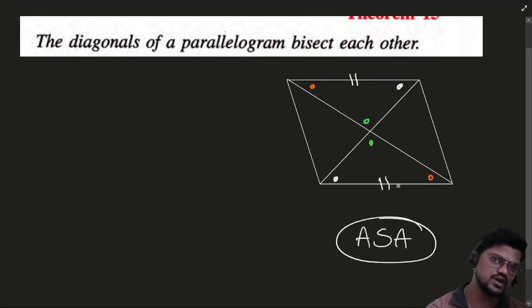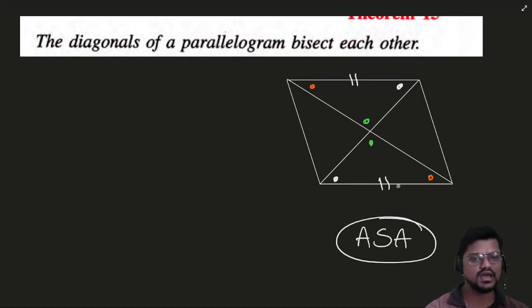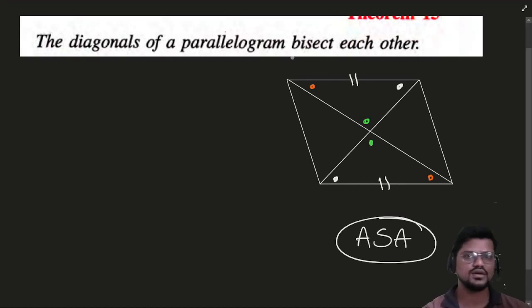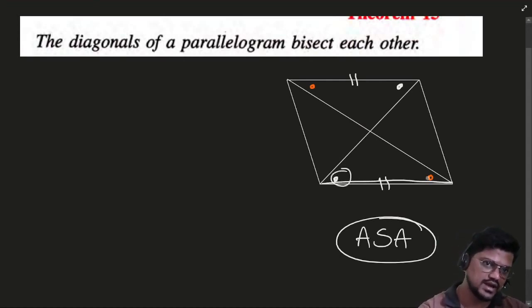We know that all the angles are equal. If one pair of corresponding sides is equal, and two pairs of angles are equal, we can say that the two triangles are congruent by the ASA test of congruency. Also, the opposite sides are not required actually. If this is the side which is equal, then the angle attached to this side and the angle attached to this side should be equal. Only then can we say that the two triangles are congruent by the ASA test of congruency.